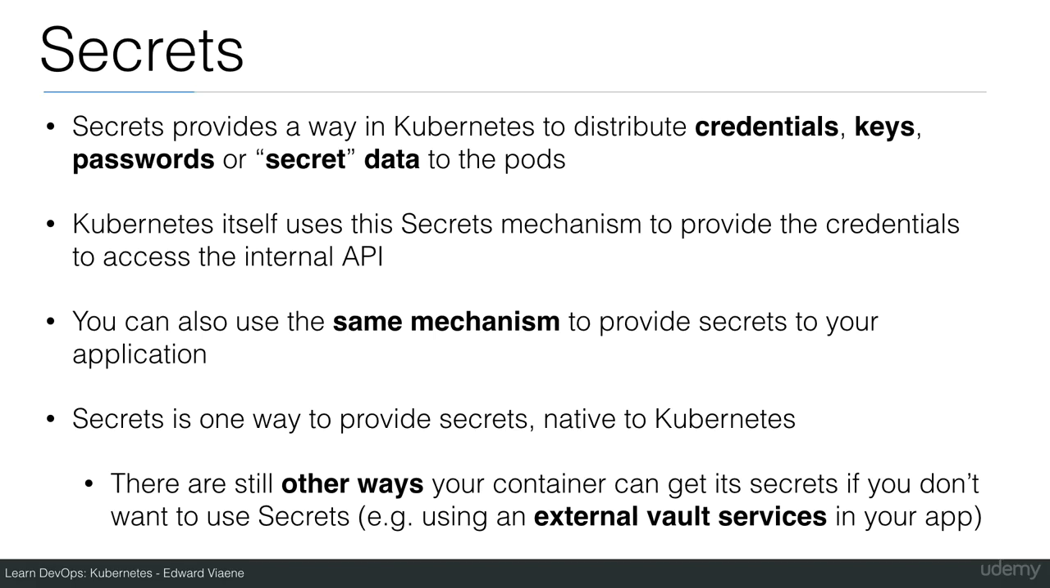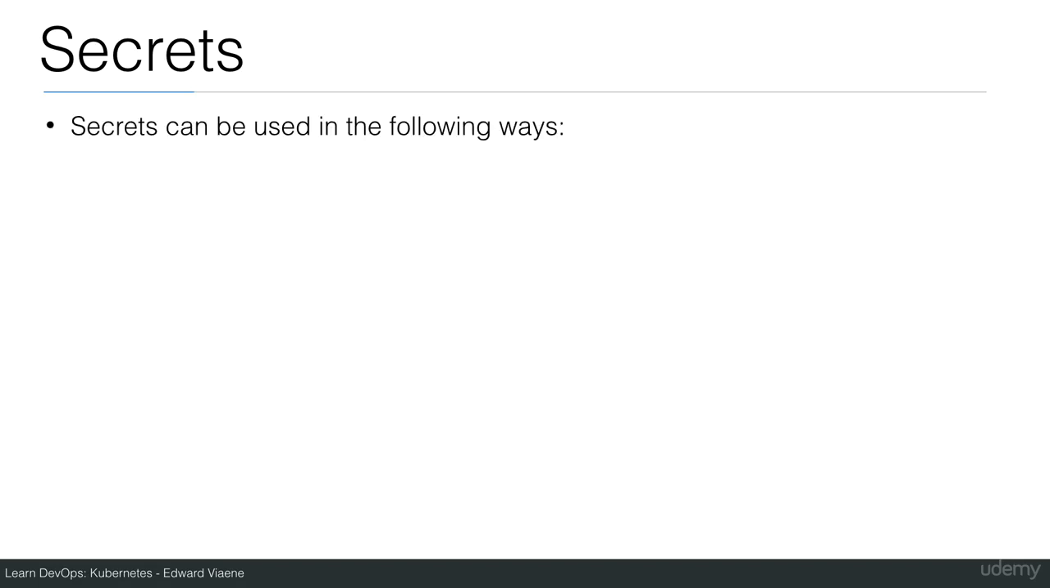There are still other ways your container can get its secrets if you don't want to use the secrets in Kubernetes. For instance, you could be using an external vault service in your app. There are external vault services that you can use that your app might be contacting. So you can write that completely in the app layer. You don't really need Kubernetes for that. I'll be explaining this native Kubernetes secrets in the next coming slides.